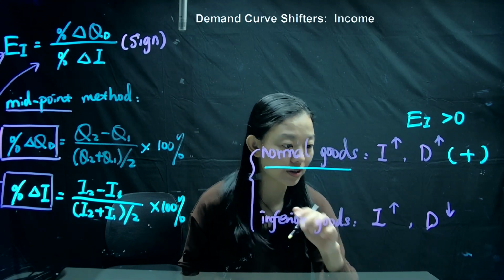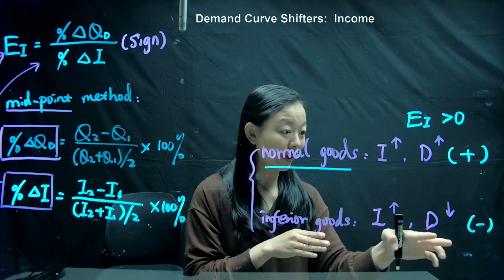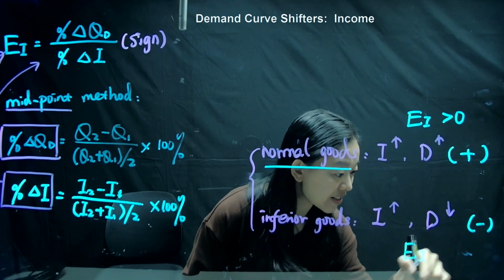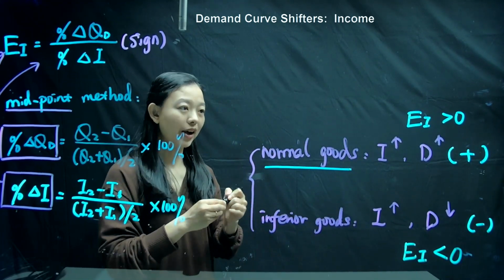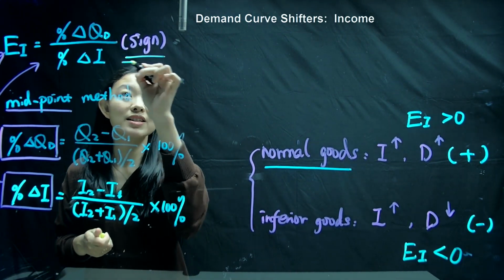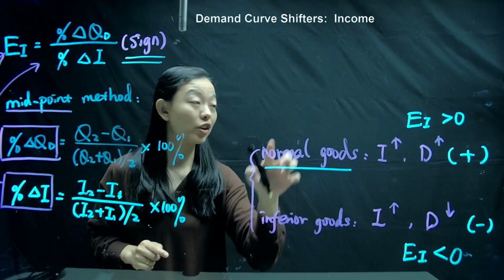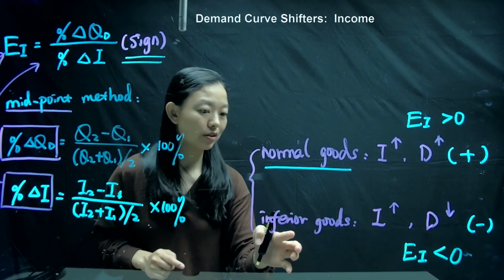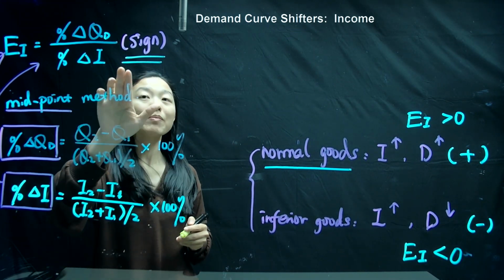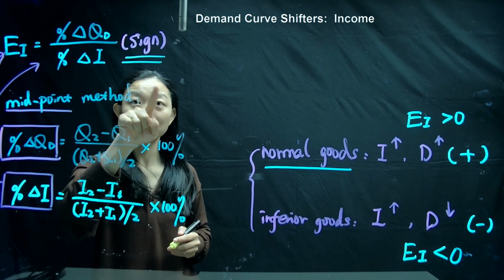However, for inferior goods, income increases and you buy fewer products, so they are negatively related, which means income elasticity should be negative. So when we talk about income elasticity, the sign has a special meaning. Positive means normal goods. Negative means inferior goods. Understand? So when we talk about income elasticity, remember to keep the sign. The sign here is very important. Don't ignore the sign.